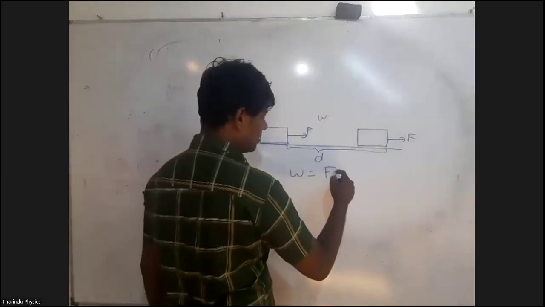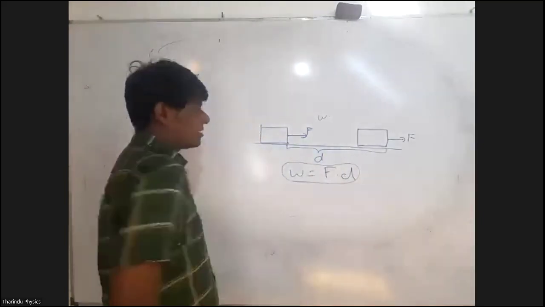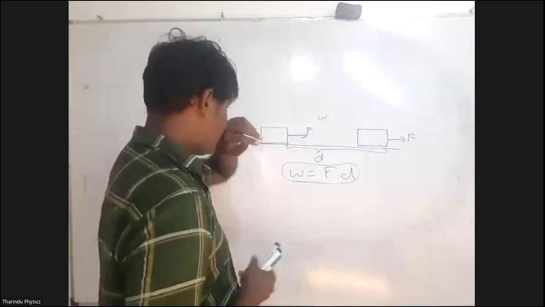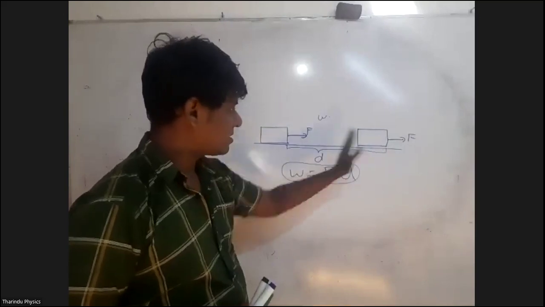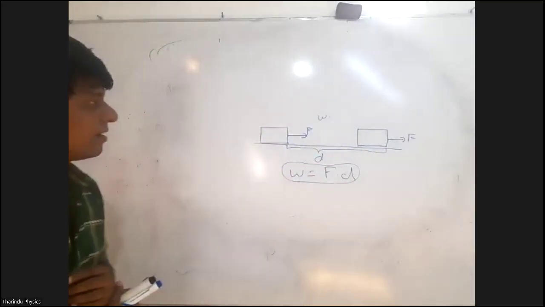W equals to F into D. So you can understand this one was there in your O-level time even. The work amount is equals to force multiplied by the distance. So you can get the amount of work done using this equation.